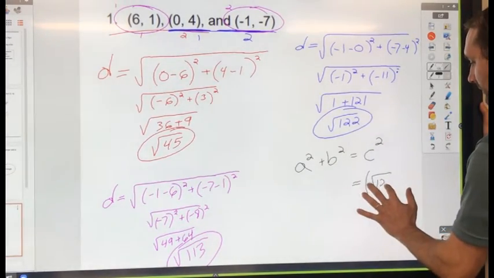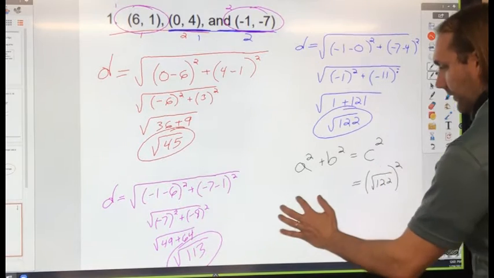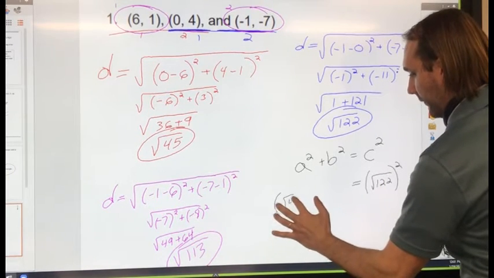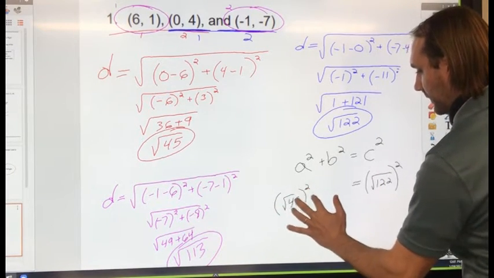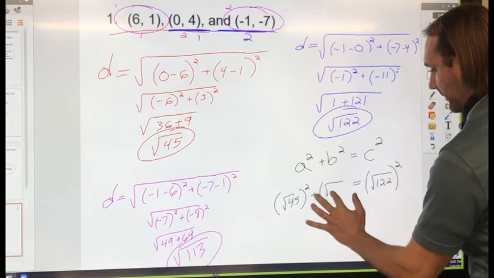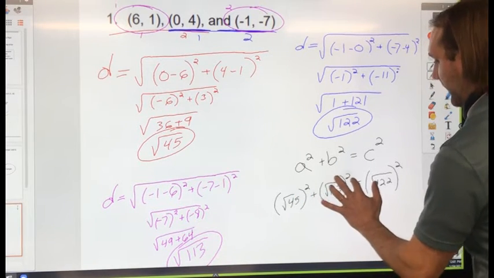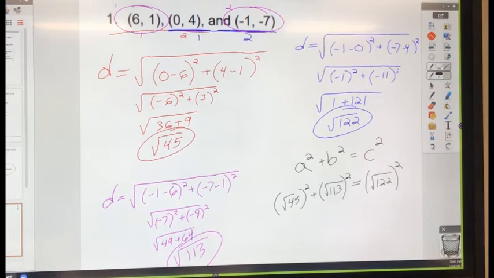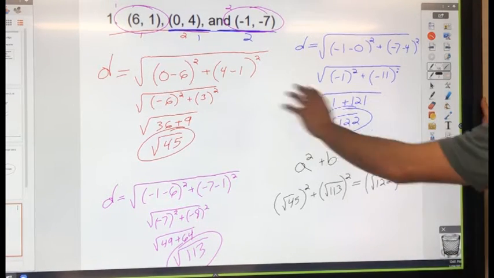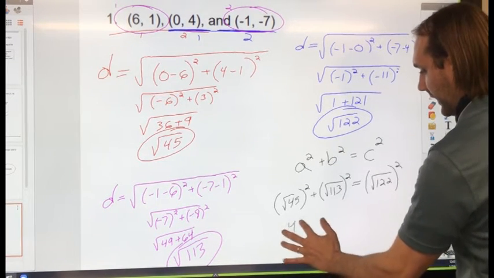Square root of 45. It doesn't matter. The a or b doesn't matter, but the c does matter. So again, that square takes away the square root, which is why we didn't bother with it here. It's going to go away anyway.